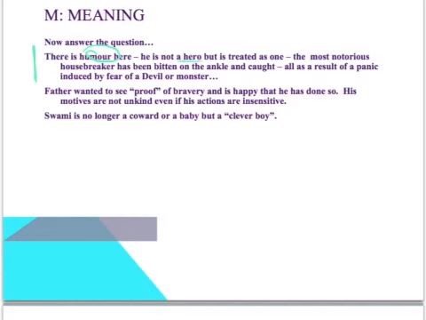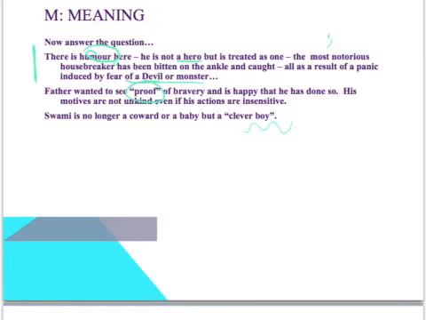There is humour here, there's no two ways about it. Swami is not a hero, but he's treated as one. We have to remember that the most notorious housebreaker has been bitten on the ankle and caught as a result of panic induced by fear of a devil or monster. The reality is something much, much more mundane. So for father, who wanted to see proof of bravery, this is what he was looking for. Absolute proof that his son is brave.